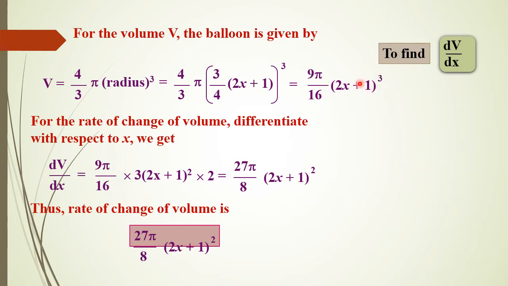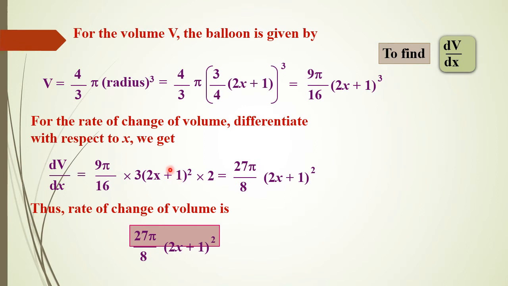Now differentiate this full term, the volume, with respect to x. Therefore it can be written as dV divided by dx. Then 9 pi by 16 is a constant term, therefore write it out of the differentiation and only differentiate 2x plus 1 whole raised to cube. So differentiation of 2x plus 1 whole raised to cube can be written as 3 into 2x plus 1 whole raised to 3 minus 1, in the sense it is 2. Differentiation of power is this much.